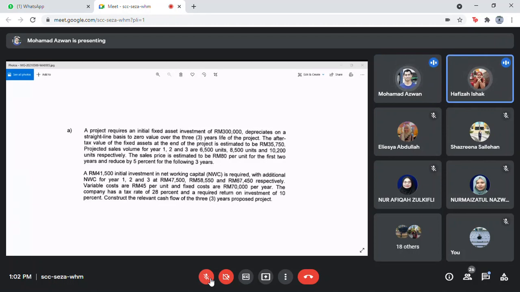41,500 initial investment in net working capital is required. Okay, additional is required, not reduced. Continue. Additional NWC for year 1, 2 and 3 at 47,500, 550 and 67,450 respectively. Variable costs are 45 ringgit per unit and fixed costs are 70,000 per year. The company has a tax rate of 28% and a required return on investment of 10%. Construct the relevant cash flow of the 3 years proposed project.